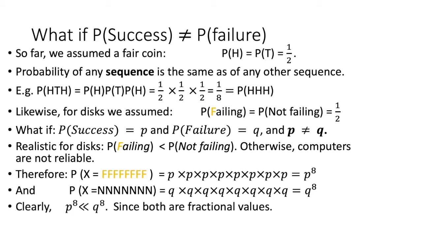p to the power of 8 is clearly much less than q to the power of 8 because both p and q are fractions. That is, their values vary between 0 and 1. And we know p is less than q, so their higher powers are also similarly different, with p to the power of 8 being much less than q to the power of 8.